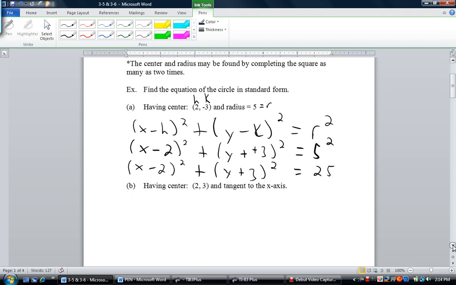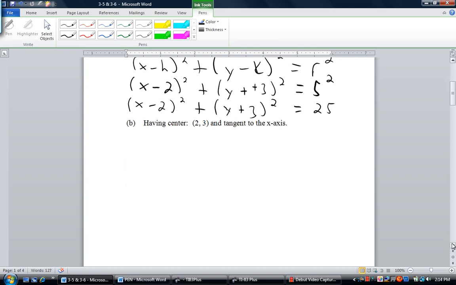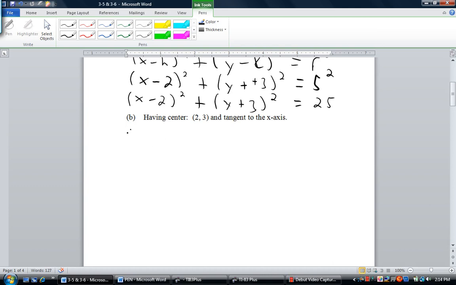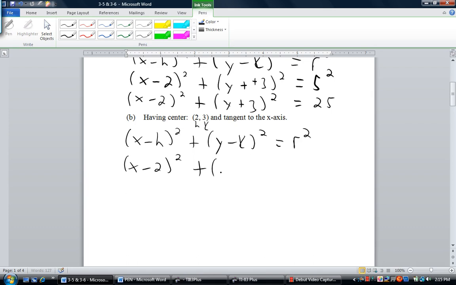Now let's look at this example, where we have the center 2, 3, and it's tangent to the x-axis. Once again, we're going to use the standard form for a circle. We already have our h and our k, because that's what's given for our center. So we have (x − 2)² + (y − 3)². The only question is we need r, or r squared. So I'm going to go to my graph. We're looking at the center 2, 3 and tangent to the x-axis. Tangent means it touches the x-axis exactly once.